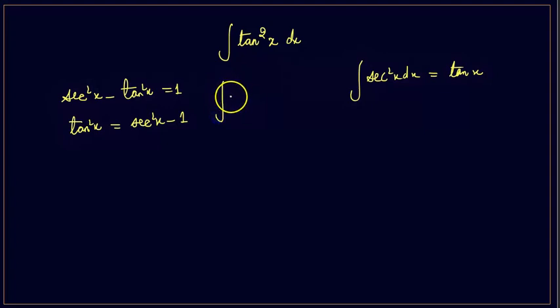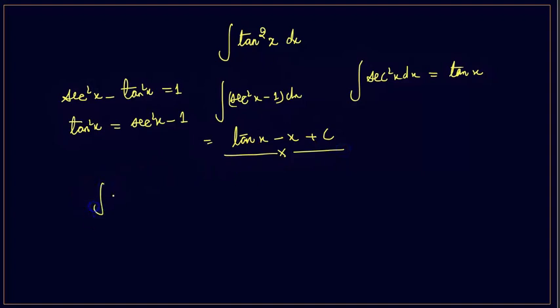So everything will turn out to be integration of sec square x minus 1 into dx, and that will be equal to tan x minus x plus c. So this is the answer that you will get.